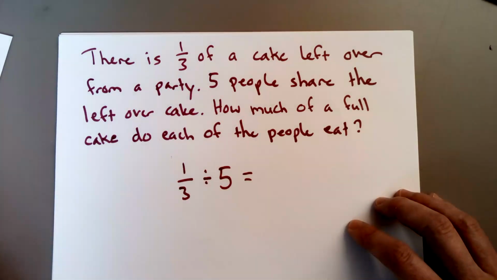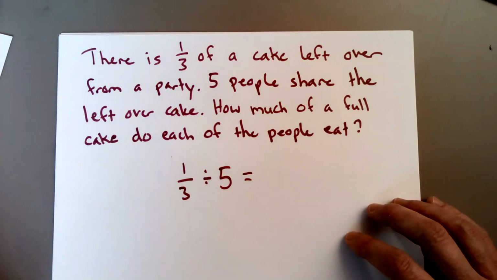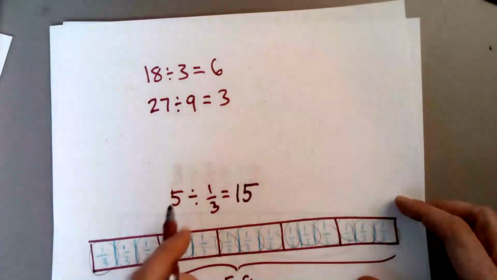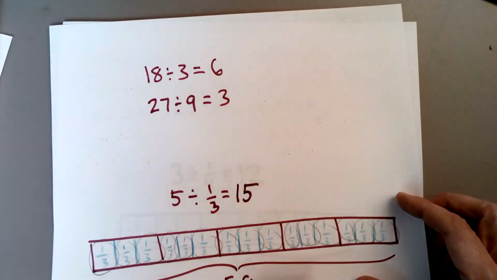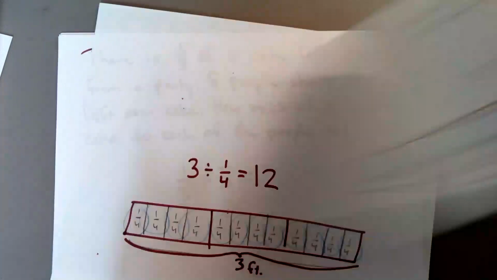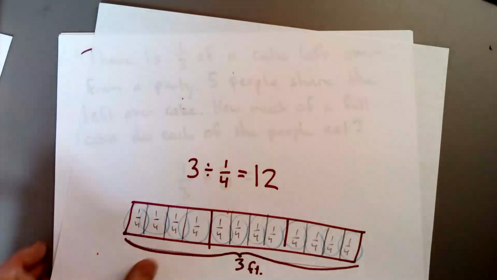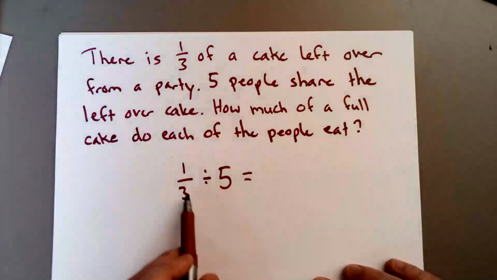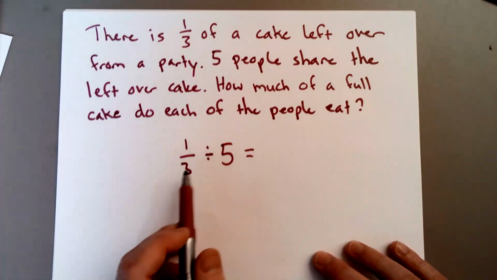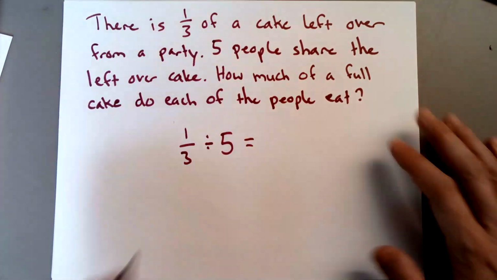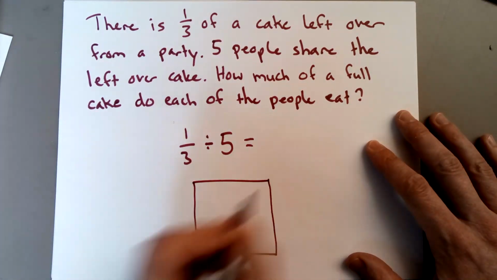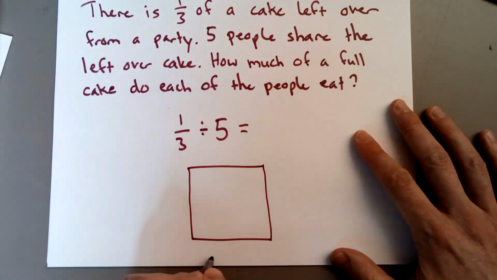We're going to need a new model here because with our other equations, we started with a whole number. So we made a model of 5 wholes here and made a model of 3 wholes here. But we're starting with a fraction. So we don't even start with a whole. We start with less than a whole. That's important here. So I'm going to use our area model where this square represents 1 whole.